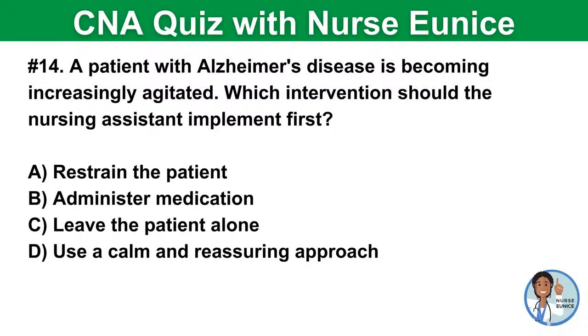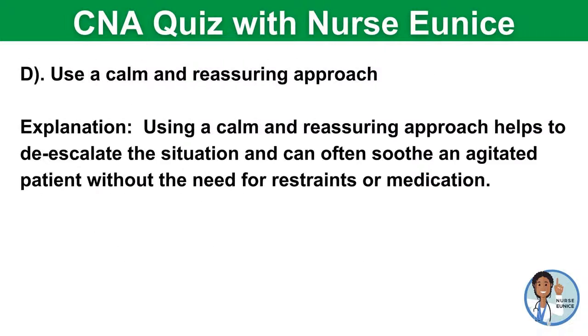So I see C, I see D, I see D. Yes, you all. So you're going to use a calm and reassuring approach. So with our Alzheimer's patients, sometimes we can't leave them alone for safety. So we need to try to de-escalate, to try to calm them down without ever saying the word calm down. So we have to find out what is causing them to be so agitated at this point. So de-escalate the situation, soothe an agitated patient without the needs for restraints or medication. And again, you don't want to leave an agitated person with Alzheimer's alone because they could injure themselves.